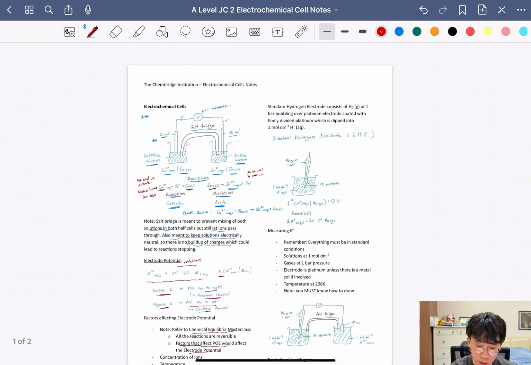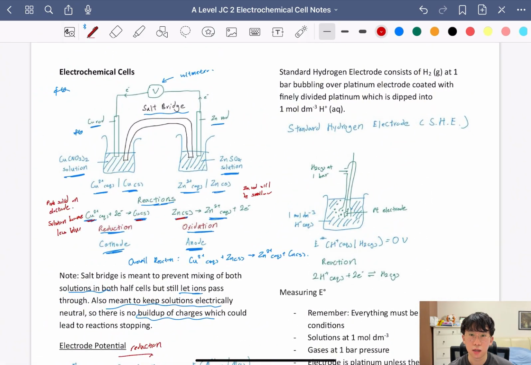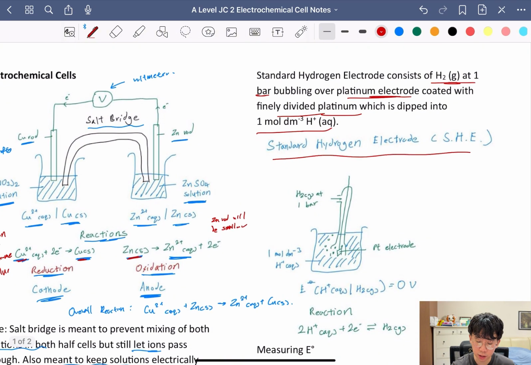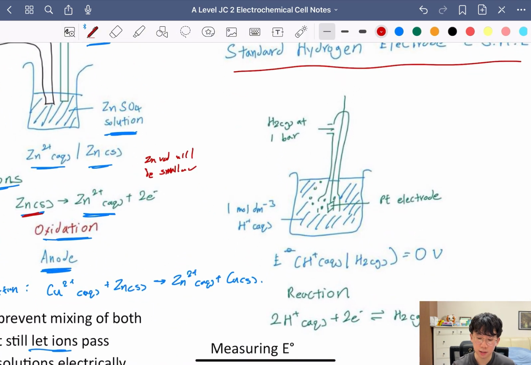Now I'll be explaining what this standard hydrogen electrode is. So this is basically the setup for the standard hydrogen electrode. It consists of H2 gas at 1 bar, bubbling over this platinum electrode coated with finely divided platinum that is dipped into this 1 mol per dm cubed H+ aqueous solution. So this would be the half of the cell that is used, and you must know how to draw this. It's very important.